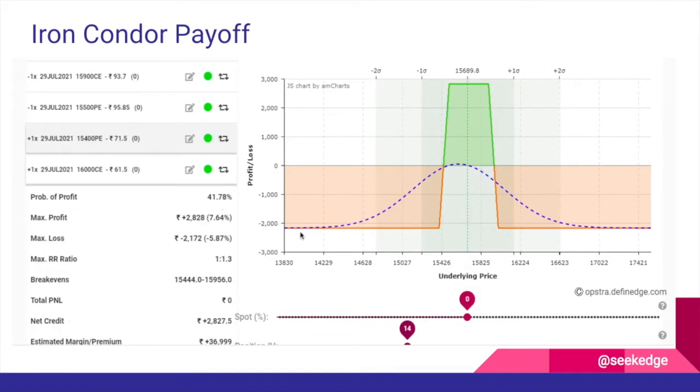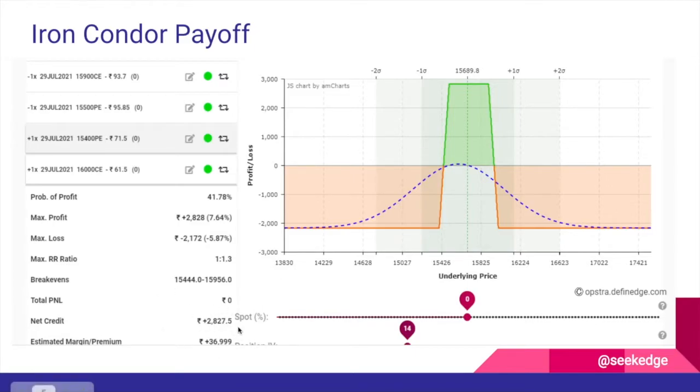Probability of profit for this particular one, just for example's sake, it is put, is much less, near 42%. Maximum profit is 2000 and maximum loss is similar. So the risk reward is almost the same, 1:1 point something. Break-evens are, as long as the price movement remains between 15,450 and 15,950, then we are safe.